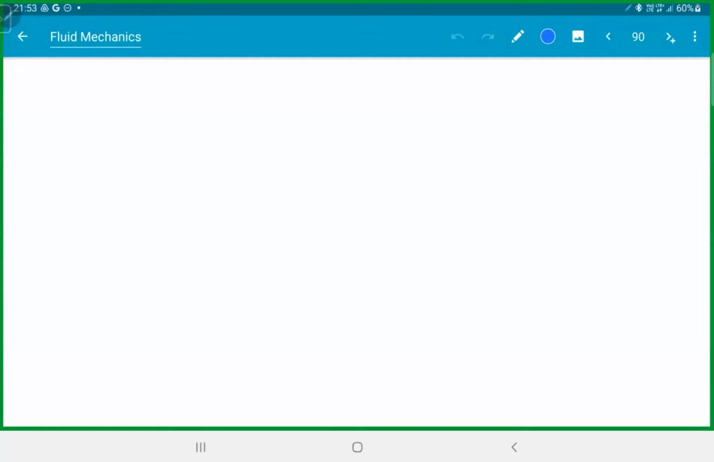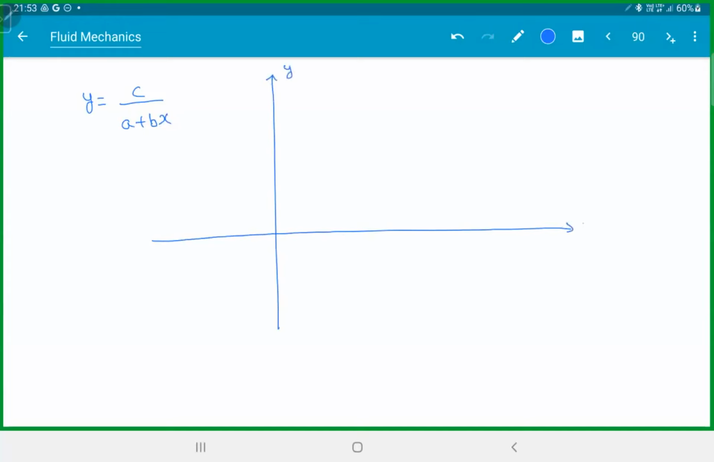Now, if I try to plot this graph, y is c by (a plus bx). See how it looks. If x is 0, what will happen? If x is 0, y is some constant, right? If x becomes infinity, what will happen to y? 0, no? If x is infinity, y is 0. So this means the streamlines are becoming like this.